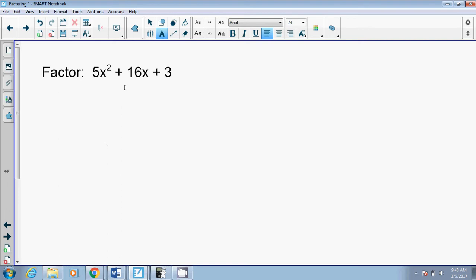So next thing we need to do is determine the number of terms. So how many terms are in this polynomial? Hopefully you realize there are 3 terms. 5x squared is one term, 16x is another term, and 3 is another term. So we have 3 terms that we're looking at for this equation.